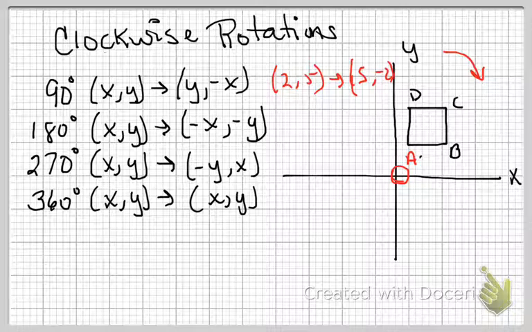Okay, so clockwise would be 5 and negative 2. So 1, 2, 3, 4, 5, negative 2, so it'd be right here. So this would be my new A, my A prime. I'm trying to show you why A always stays closer.